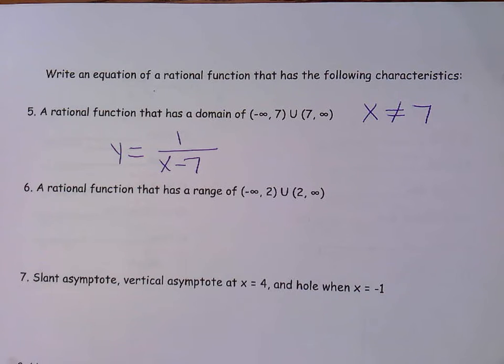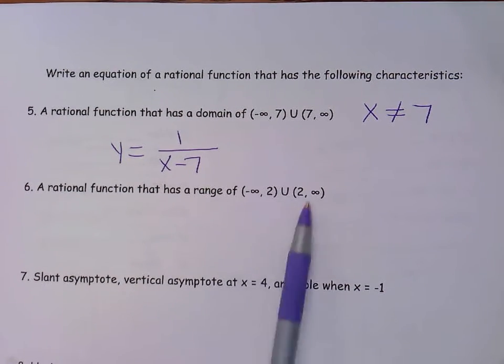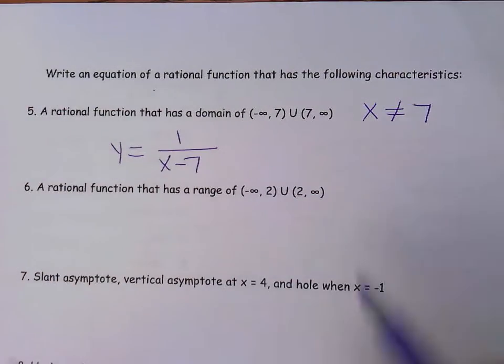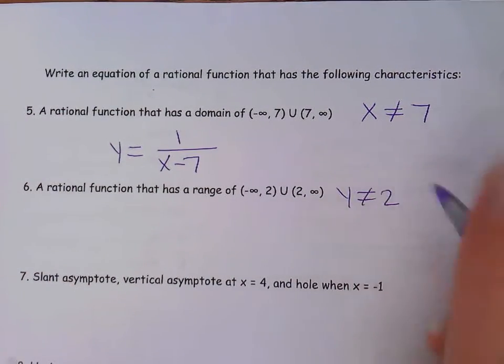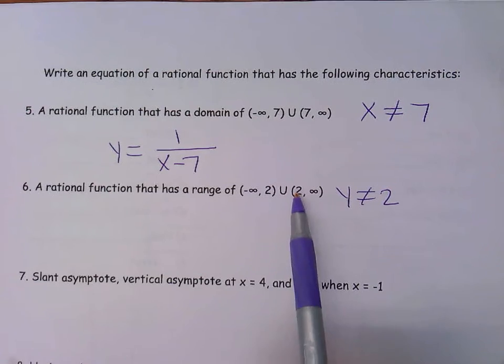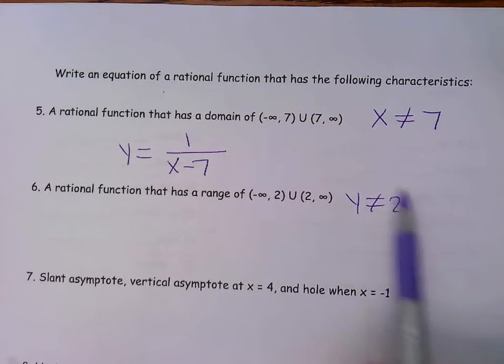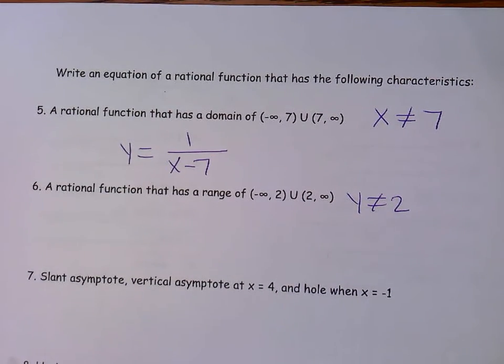So now this one, number 6, this time the range has a restriction, and this time y cannot be 2. I can go from -infinity to 2 and then 2 to +infinity. How am I going to make a range restriction? There's 2 ways. You could either have a hole or you could have a horizontal asymptote. It doesn't matter which one you pick to do. So to me, it's easier to do the horizontal asymptote.